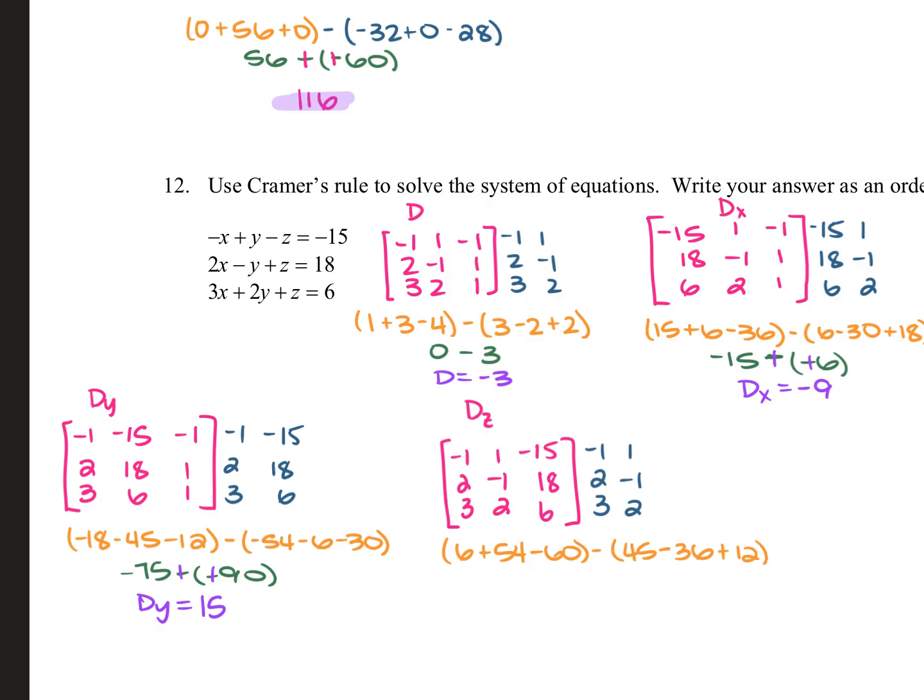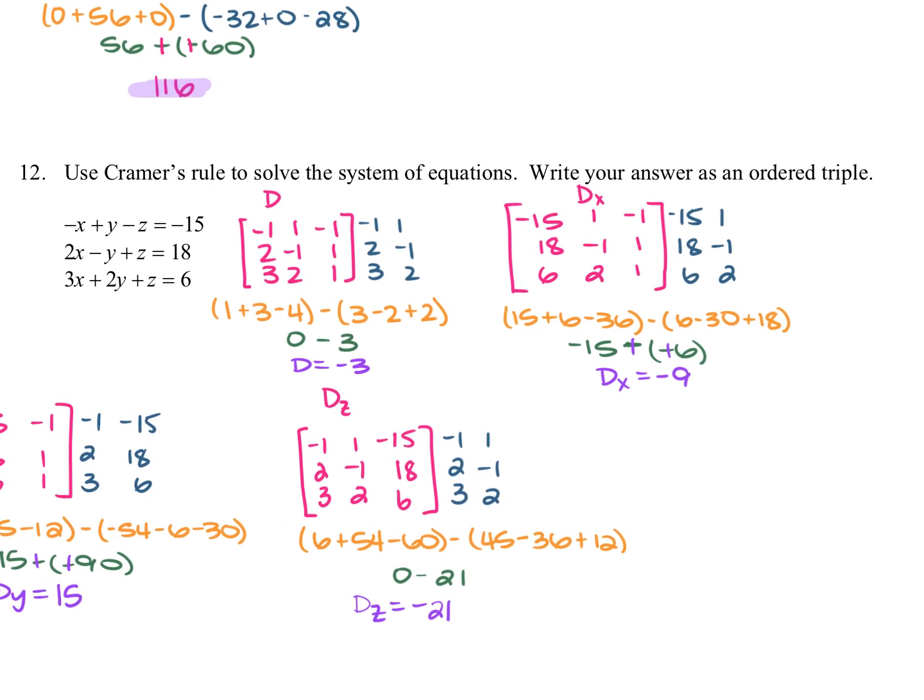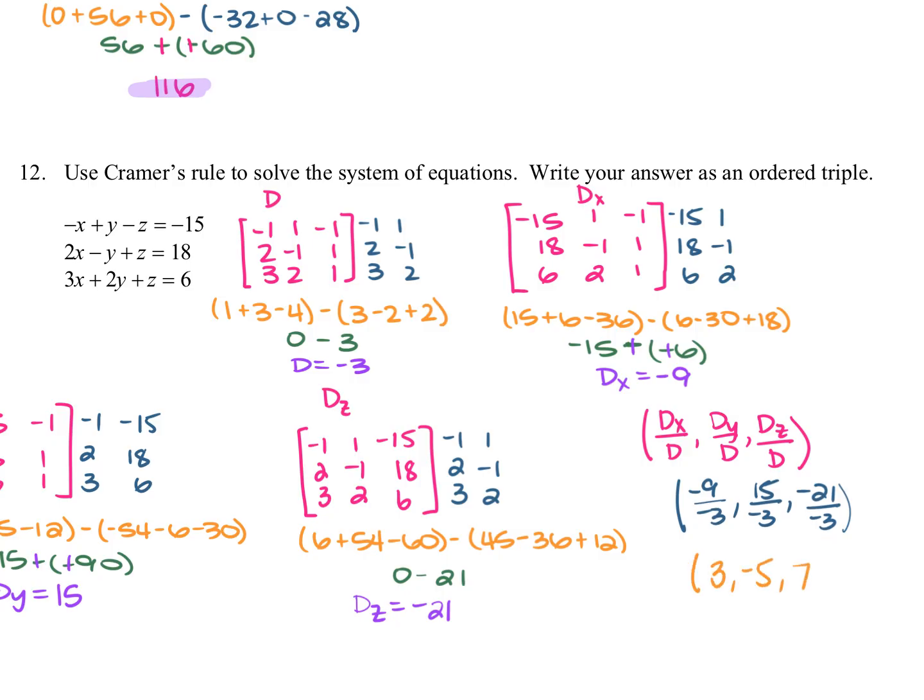This then simplifies to give us 0 minus 21, which means D sub z is negative 21. Your answers are going to go in the form of an ordered triple of d sub x over d, comma d sub y over d, and d sub z over d, which would give us negative 9 over negative 3, 15 over negative 3, and negative 21 over negative 3, which all simplify to give us the ordered triple 3, negative 5, 7.